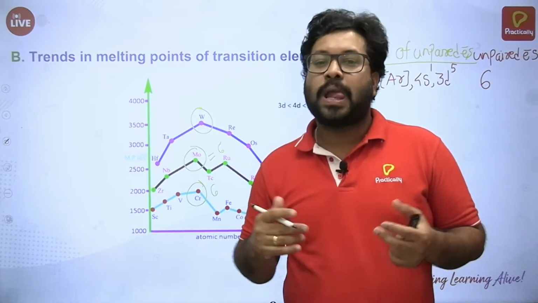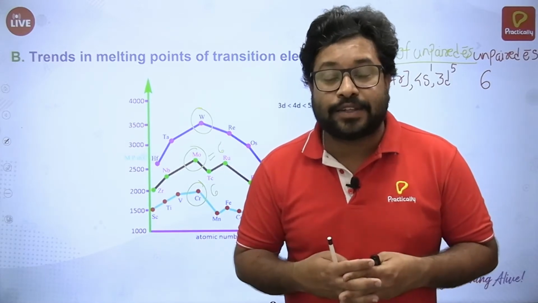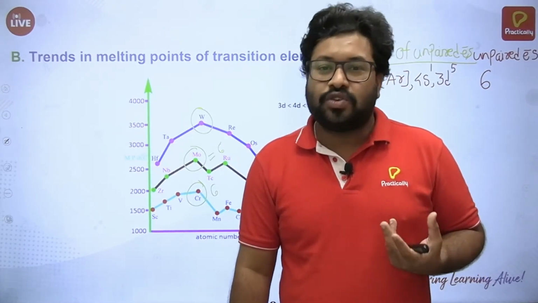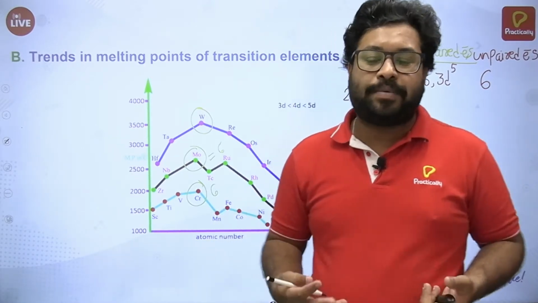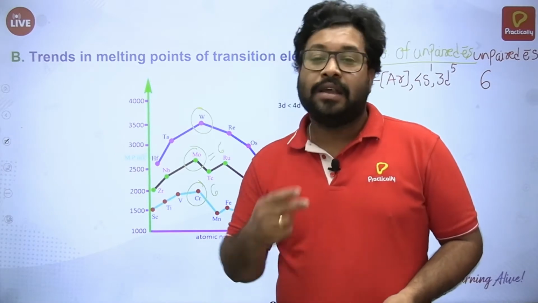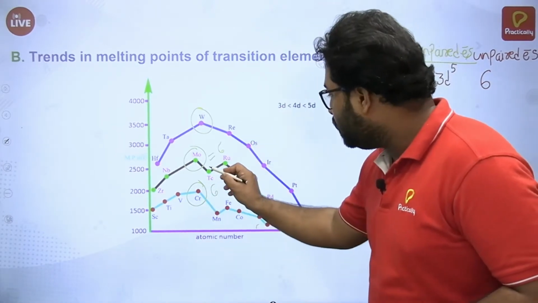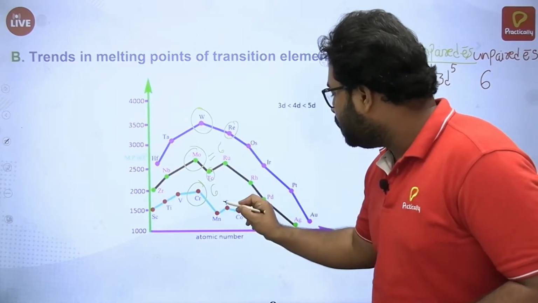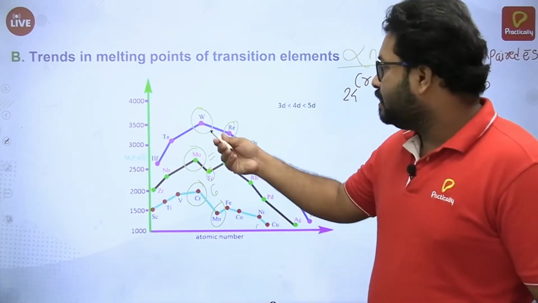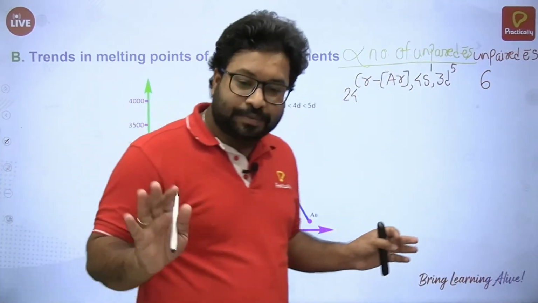Sometimes it is the weak crystal lattice of your metal also. Sometimes the metal lattice is weak. So you can't help, even if you have more number of unpaired electrons, your crystal lattice could be weaker. And when your crystal lattice is weaker, the melting point is going to get weaker. That is the reason for manganese, technetium and rhenium to have lower melting points than their preceding metals. Okay, I hope this picture is pretty much clear to you.